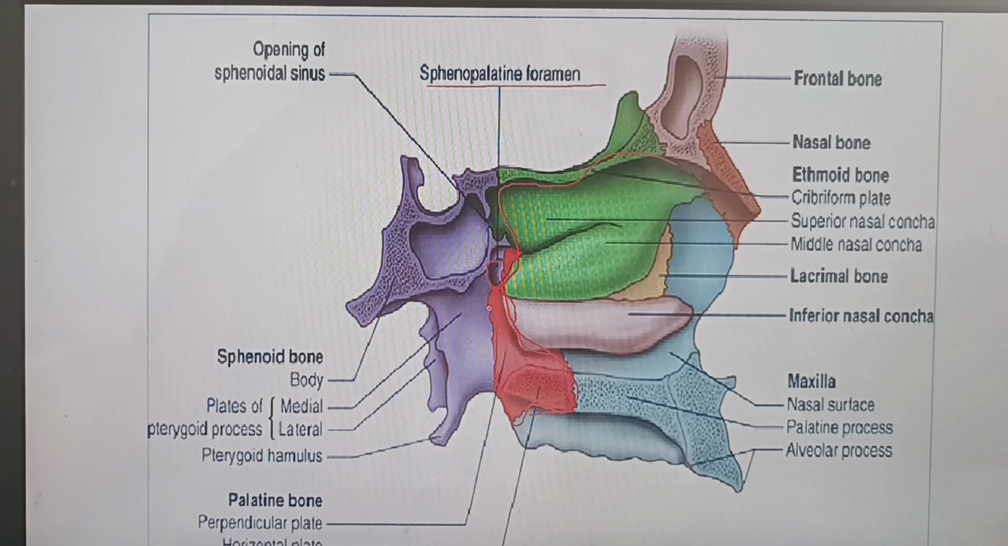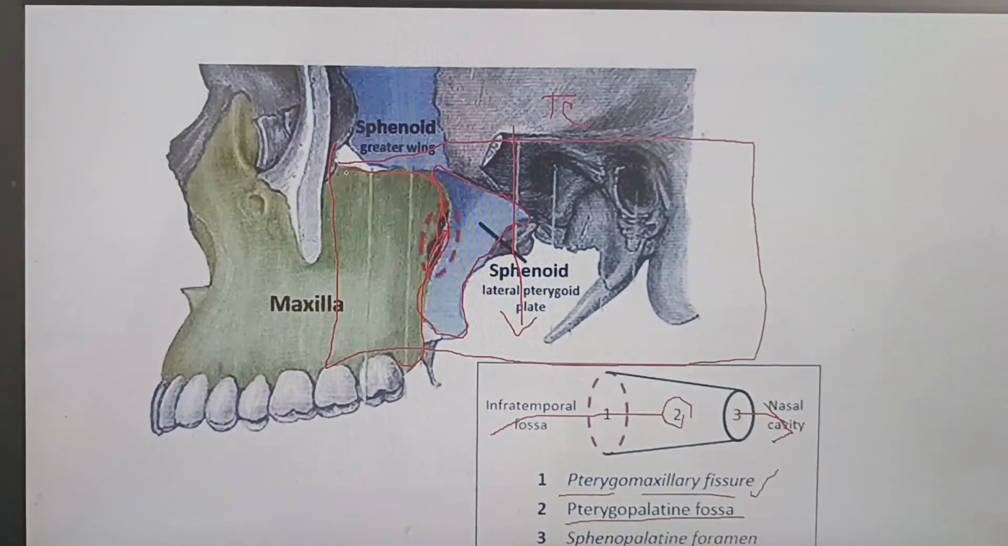And one more thing, the palatine bone is articulating with the medial pterygoid plate, which is seen inside or medially. We can also make out a bit of the lateral pterygoid plate here, which in turn is articulating with the body of the maxilla outside.